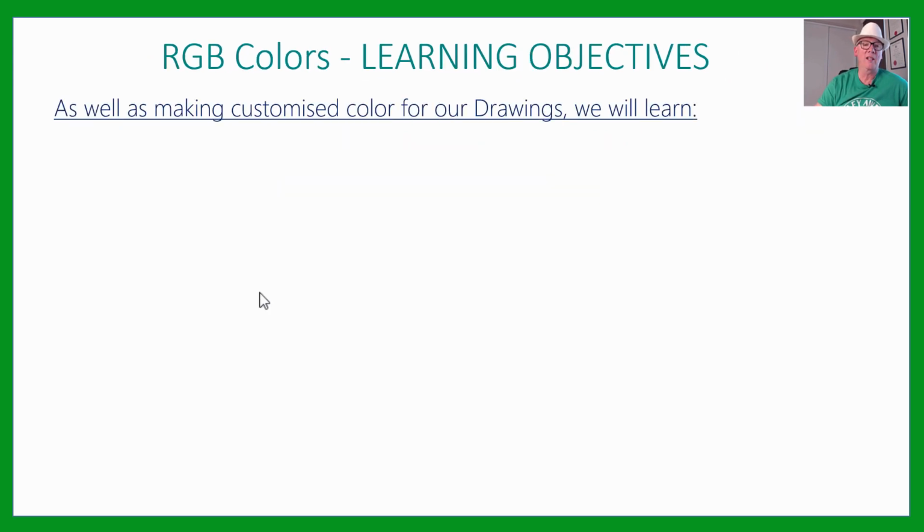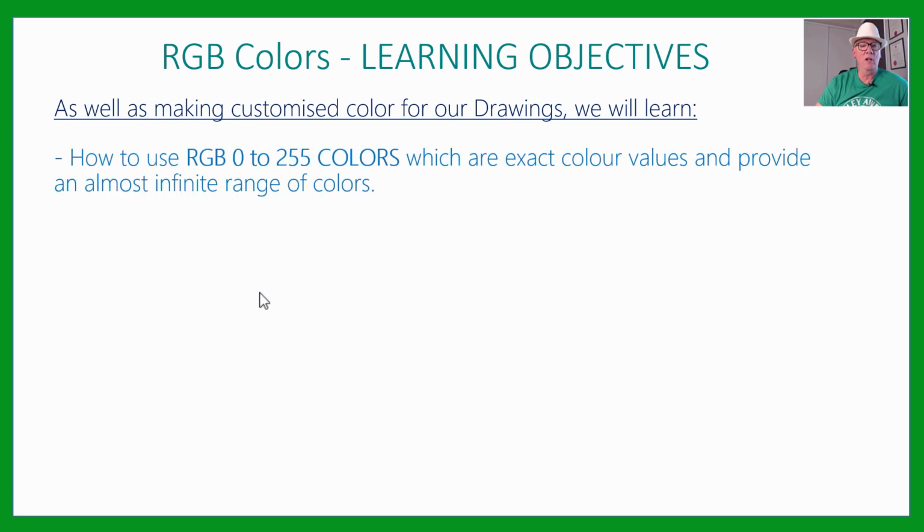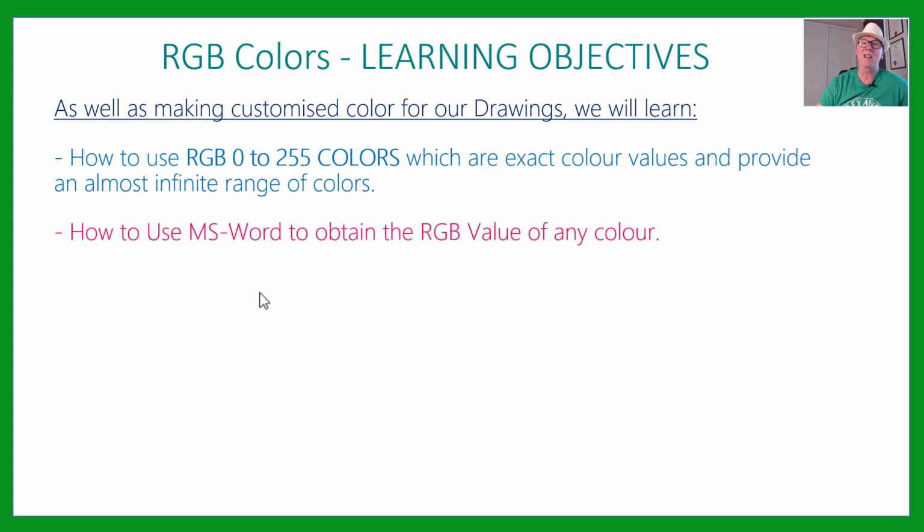Now, the learning objectives for this lesson are we're going to learn how to use RGB 0 through 255 color values, which are exact color values, and they provide an almost infinite range of colors, because you can get about 16 million colors altogether, so that's pretty infinite.